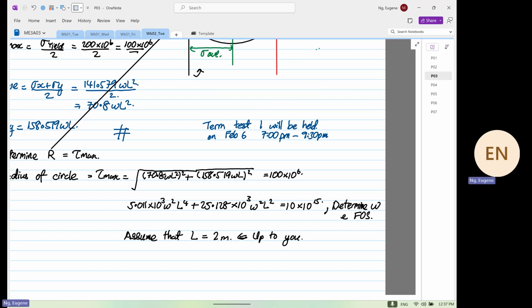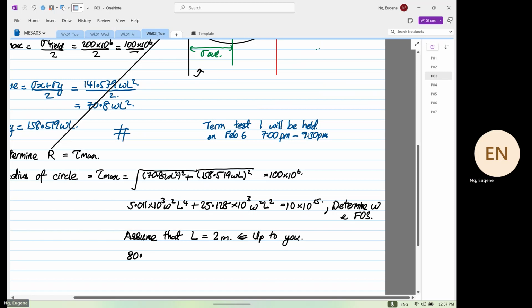So you assume that L is, if you want it to be 1 meter, go for it. Have fun. When that's the case, you realize that you can plug in the values. So when you plug in the values, you have 80.176 times 10 to the power 3 omega squared plus 100.512 times 10 to the power 3 omega squared. And this whole thing is equal to 10 times 10 to the power 15.